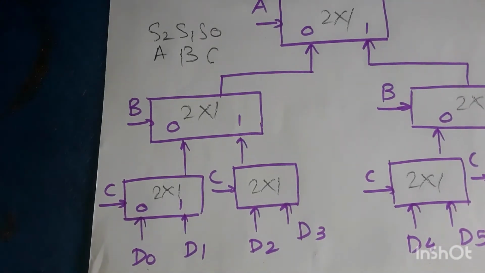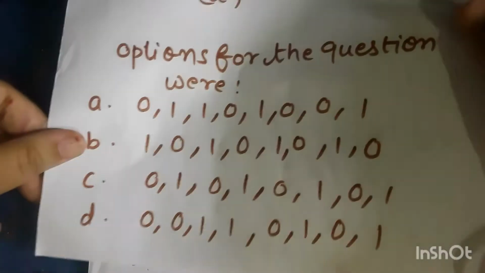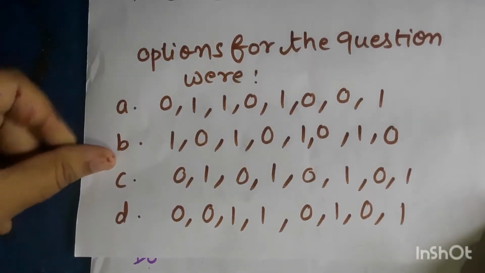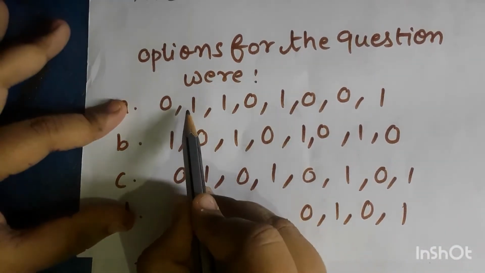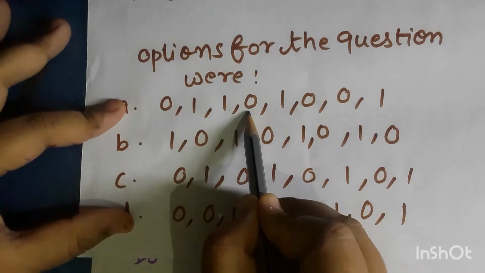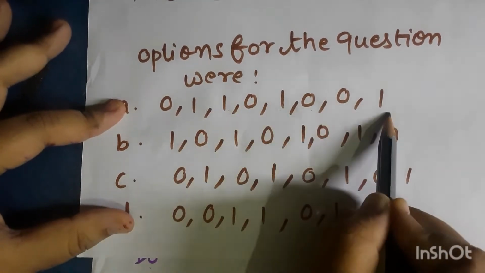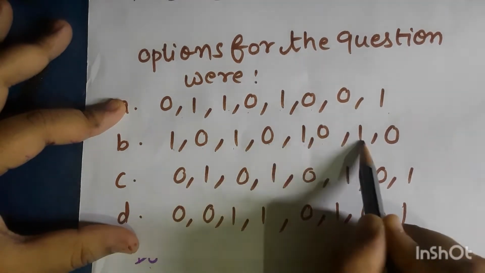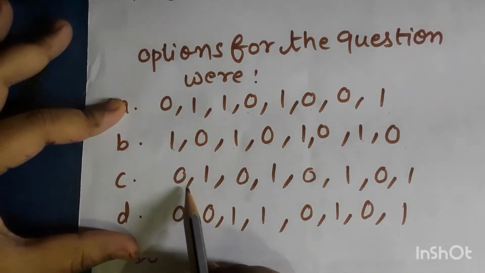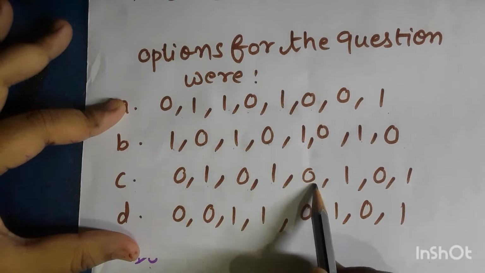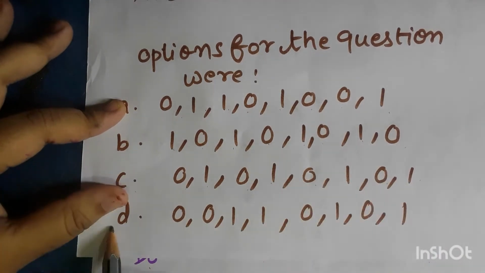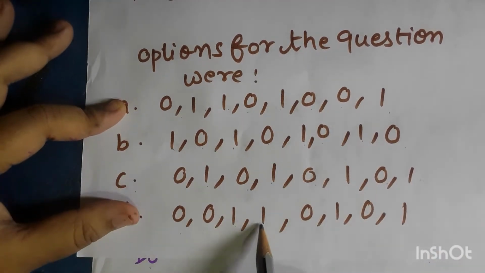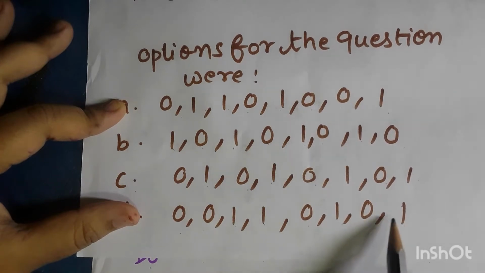Now, the options which are provided are: A, 0, 1, 1, 0, 1, 0, 0, 1. B, 1, 0, 1, 0, 1, 0, 1, 0. C, 0, 1, 0, 1, 0, 1, 0, 1 and D, 0, 0, 1, 1, 0, 1, 0, 1.